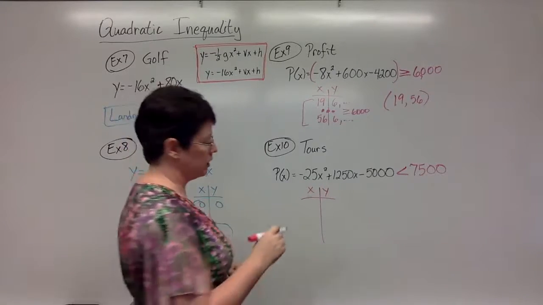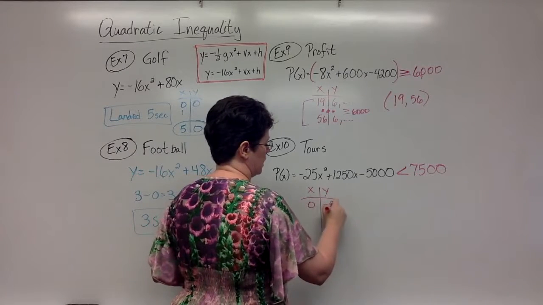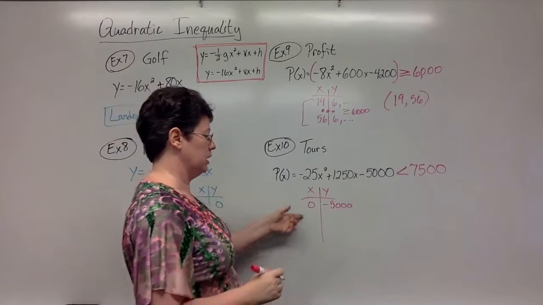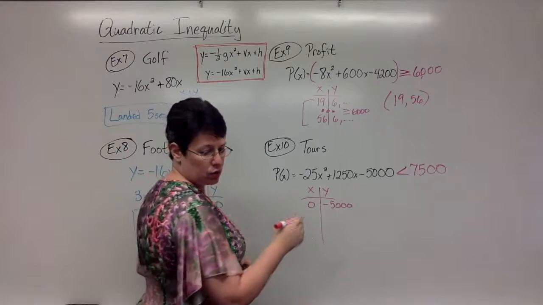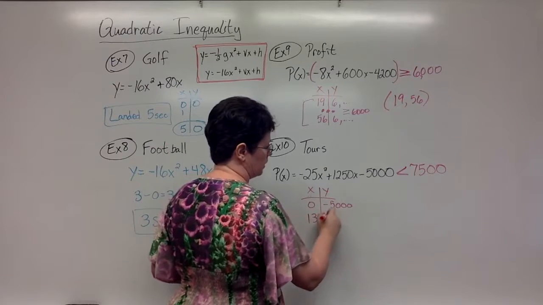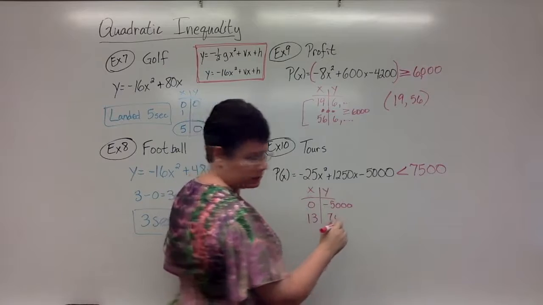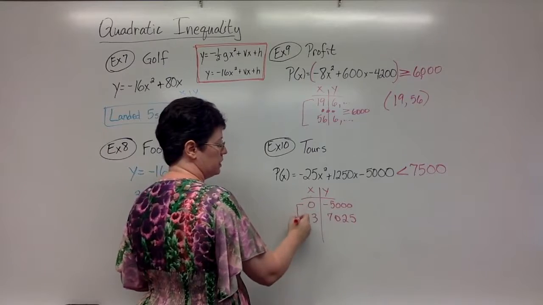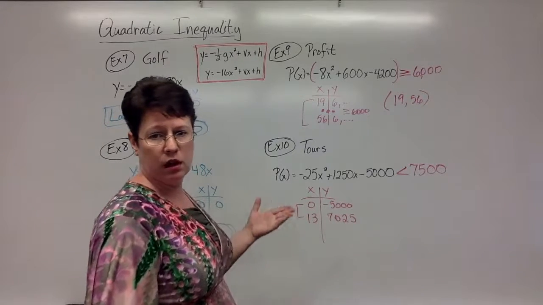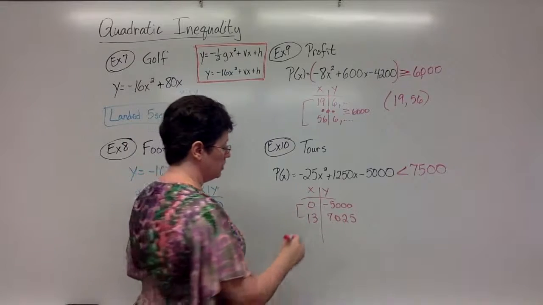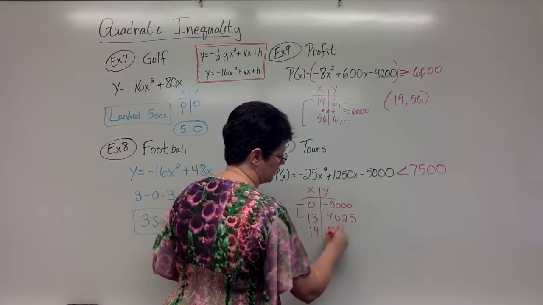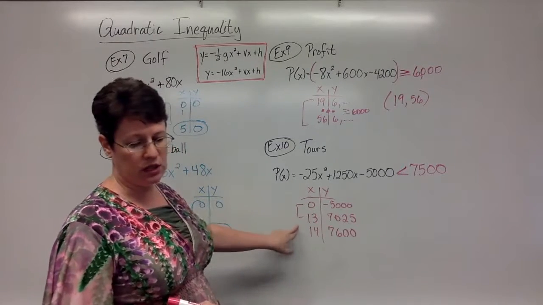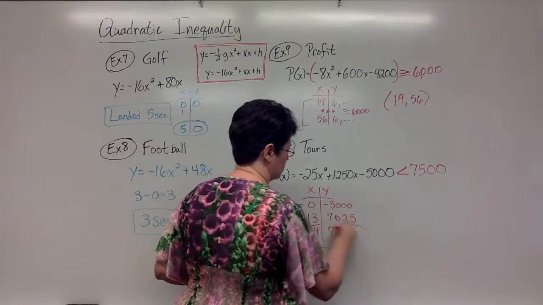I'm going to scroll, obviously at 0. It's at negative 5,000. That's no profit. You're losing money, okay? So now I scroll down and I see at 13 it breaks, and it's 7,025. Okay? So anything from 0 to 13, I'm not making a profit. Because at 14, I'm at 7,600, right? So I have to have at least 14 people. That would be my answer.